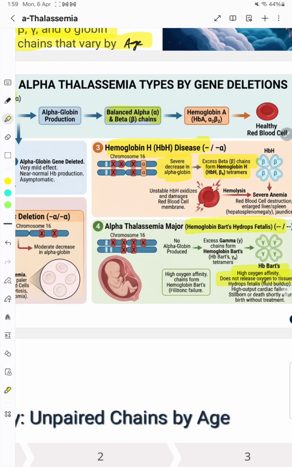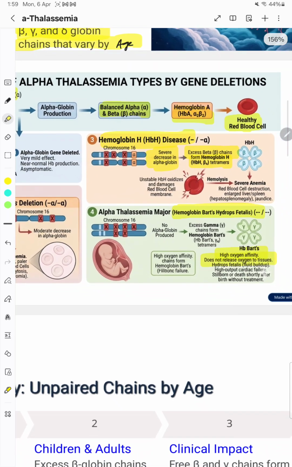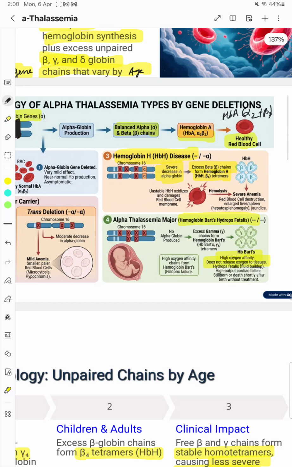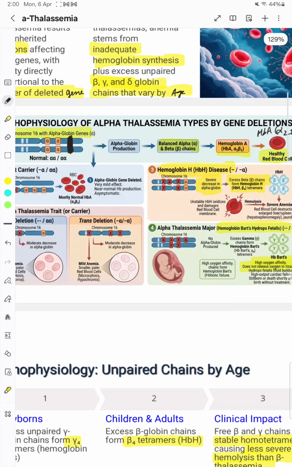Normally, there is balanced or enough production of alpha globin chains, and HbA is formed when the alpha 2 pair with the beta 2 chains. And in healthy blood RBC, there is HbA or adult hemoglobin, which is composed of 2 alpha chains and 2 beta chains. Unlike alpha globin, beta globin is encoded by 2 beta globin genes, and alpha globin chain is encoded by 4 alpha globin genes.